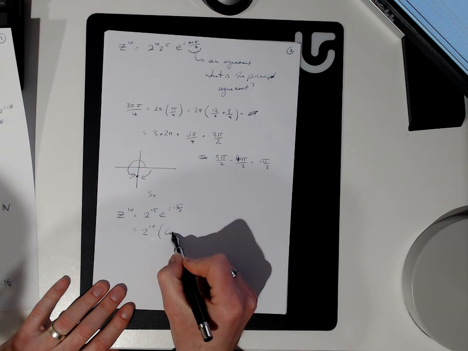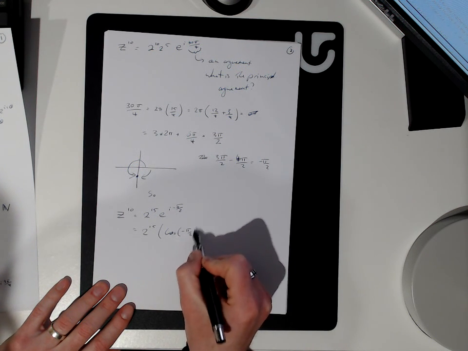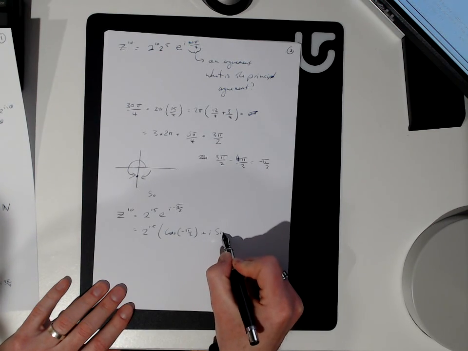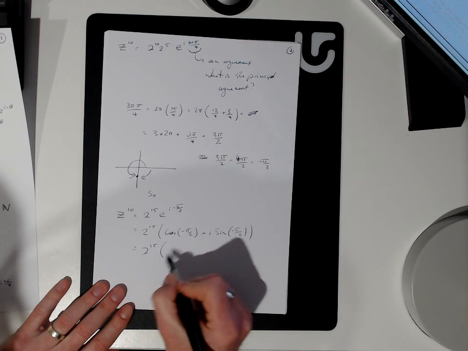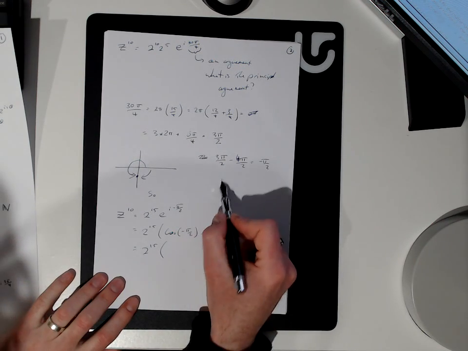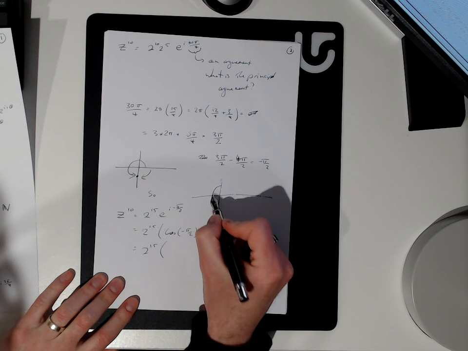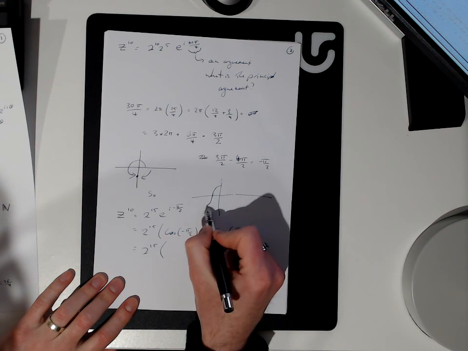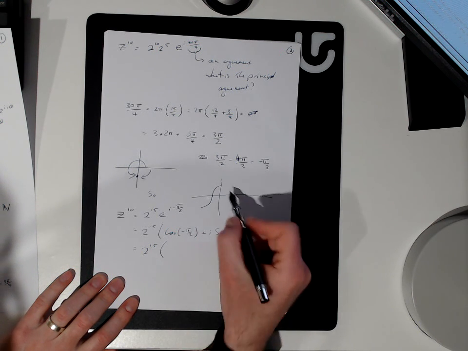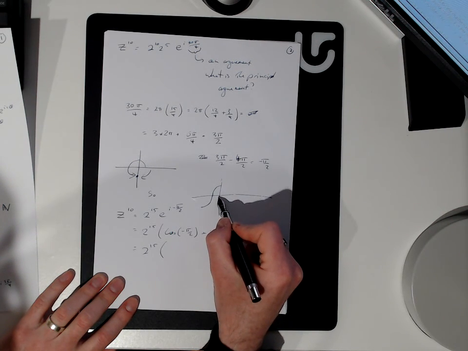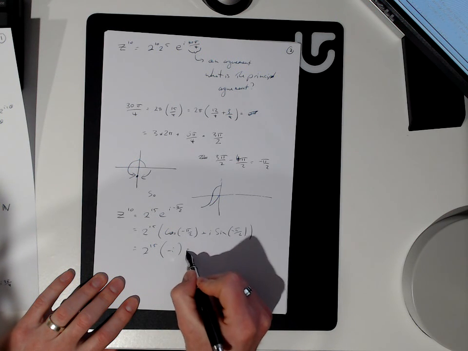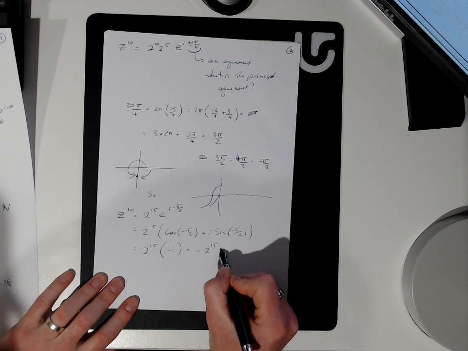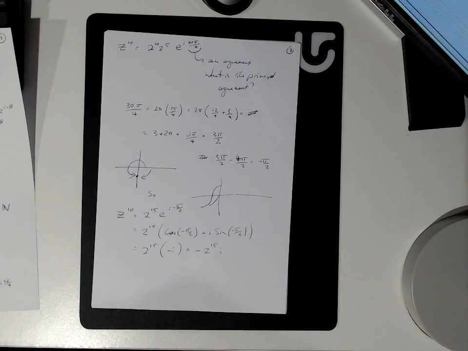This is cos minus pi over 2 plus i sine minus pi over 2, and so here I have to draw little diagrams. So here's my cos diagram. Minus pi over 2 is 0, so that's 0, and sine starts there and goes down, so it's minus 1, so that's minus i, so this is minus 2 to the 15 i. Also a correct answer, just different ways of writing it.